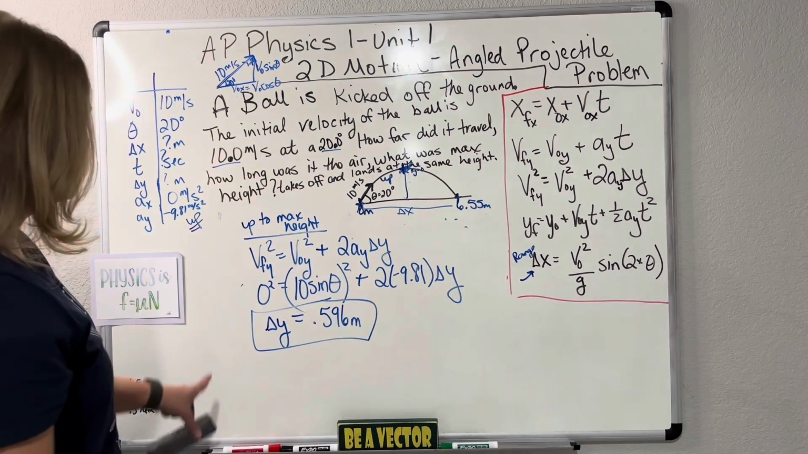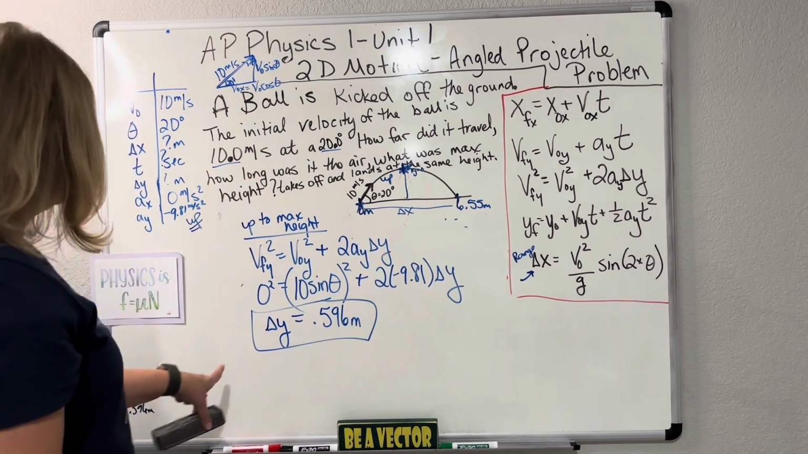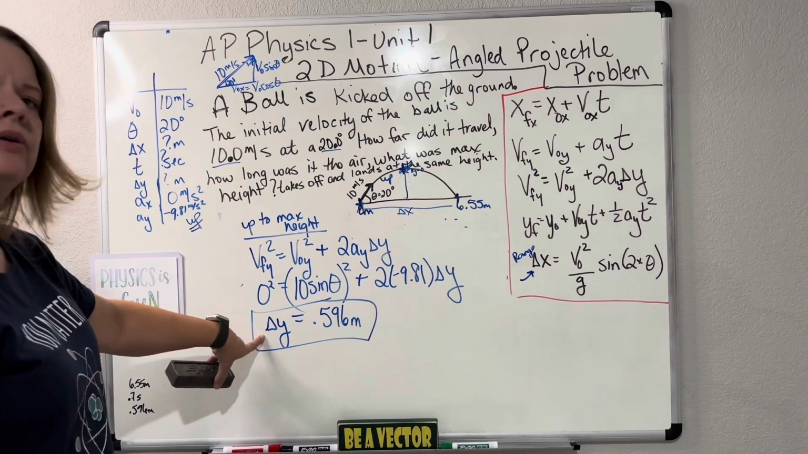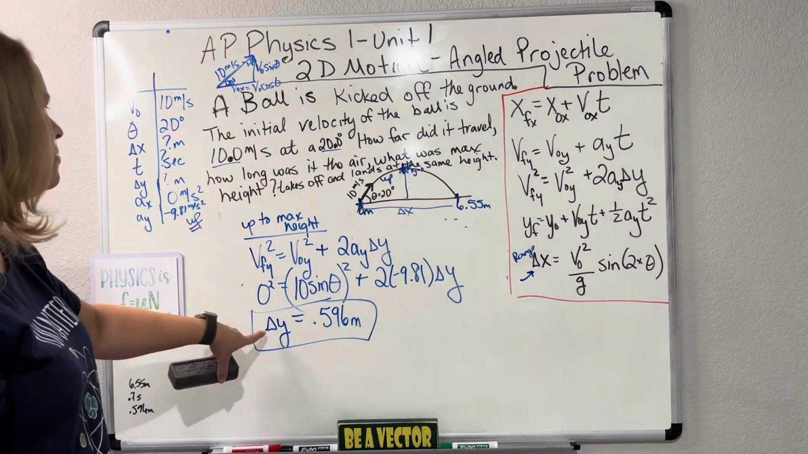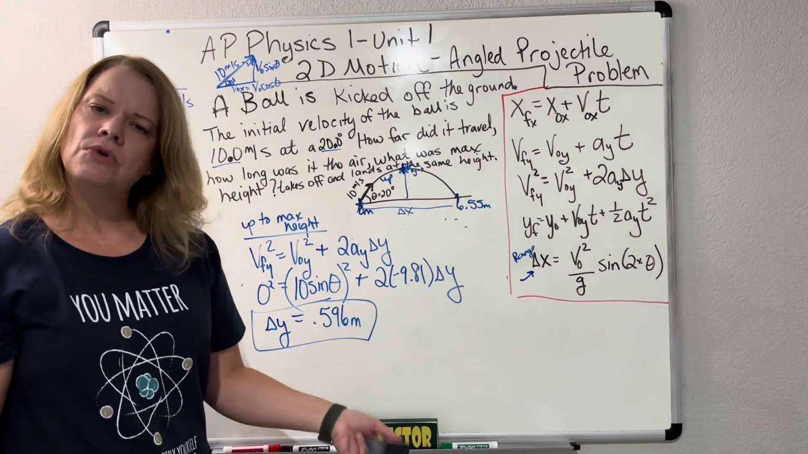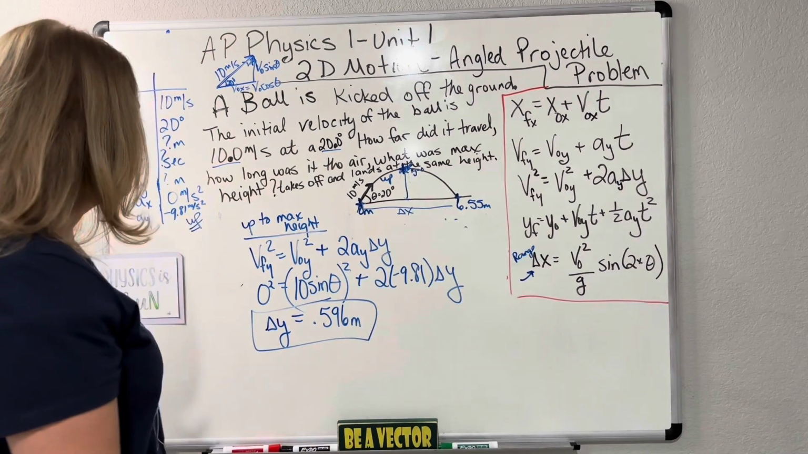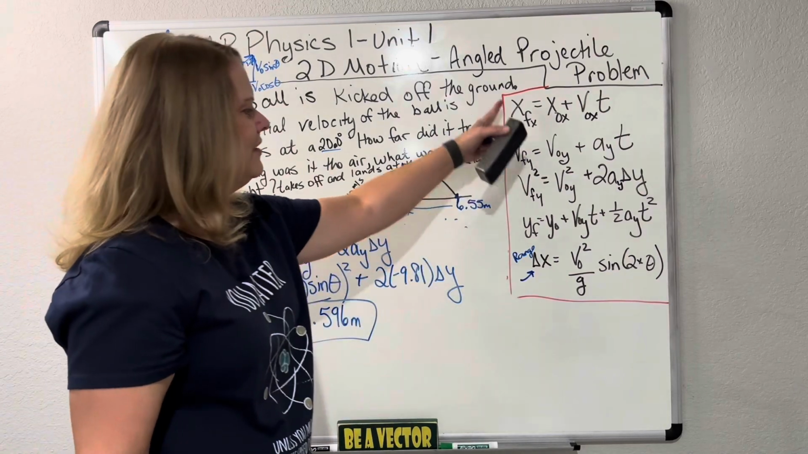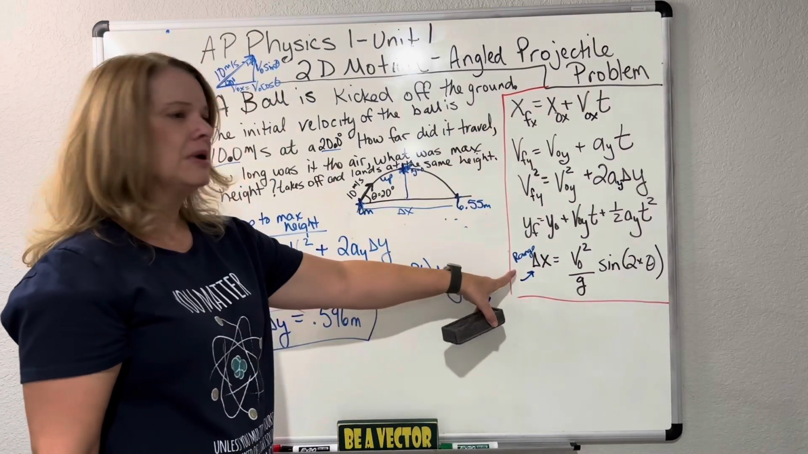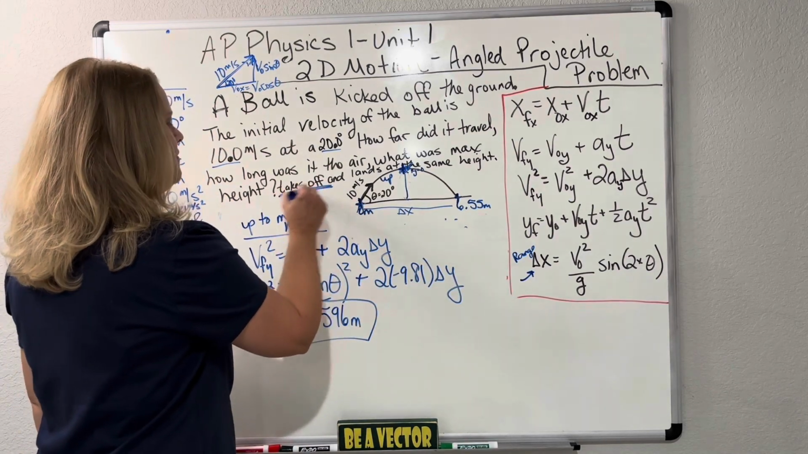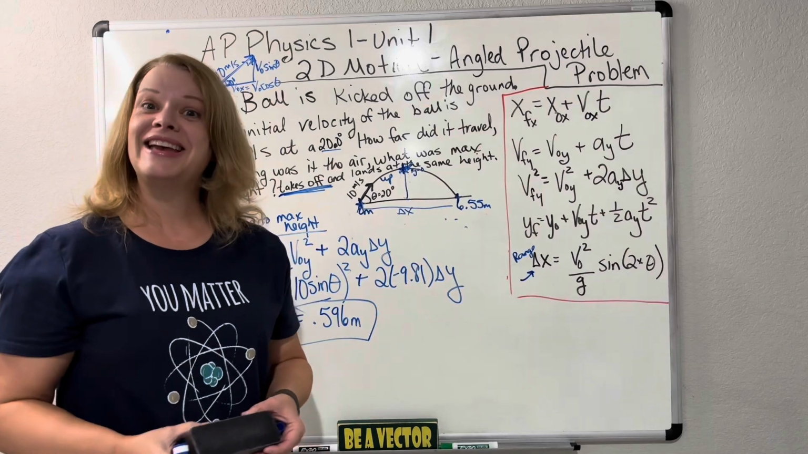So now you know the answers to this. How far it went was 6.55 meters, how high it went was 0.596 meters, and how long it was in the air was 0.700 seconds. All right, perfect. That is your angled projectile problem and the equations that you would use. And remember that range. The reason we were able to use that range is because of this lovely statement that it takes off and lands at the same height.